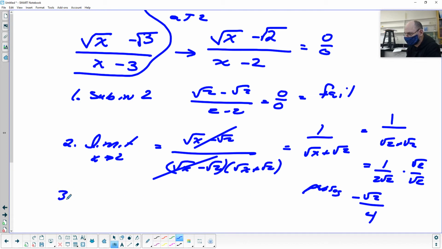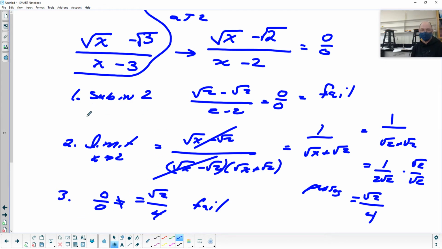Okay, and then the last check is to see if they're equal. Does 0 over 0 equal root 2 over 4? So this is a fail. So that's what you do to see if something's continuous. You plug the number in, then you take the limit, then you see if they're equal. And if any one of those 3 fail, it's discontinuous. Okay? What else did you ask me here?